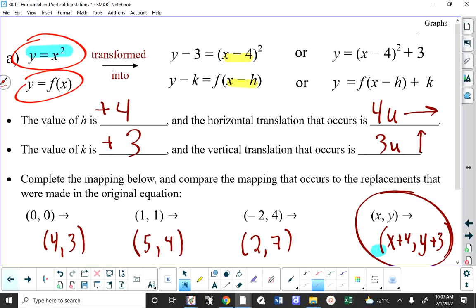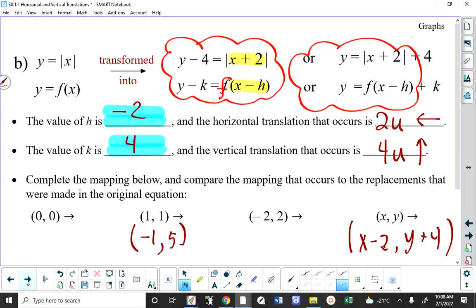And I want you to notice something. That when we changed y to y minus 3, the mapping becomes y plus 3. When we change x to x minus 4, the mapping becomes x plus 4. It's opposite. This is why, Arden, we put this middle column in so that we can make that connection. We changed y to y minus 4, y increased by 4. We changed x to x plus 2, x decreased by 2.